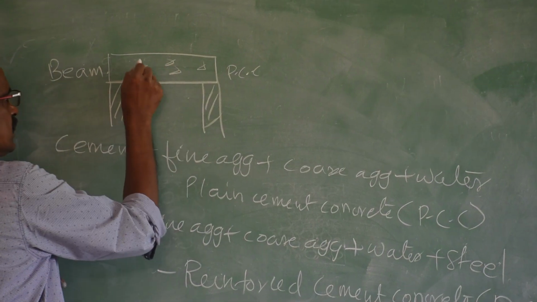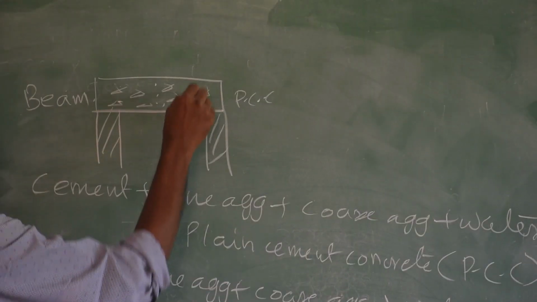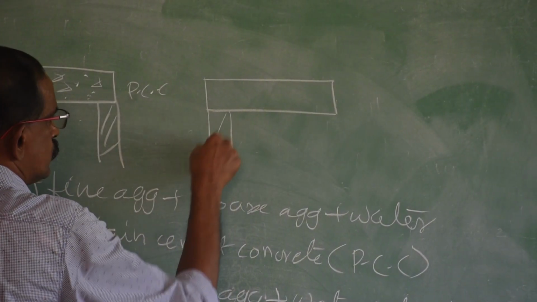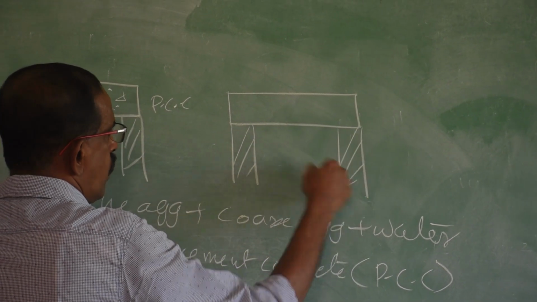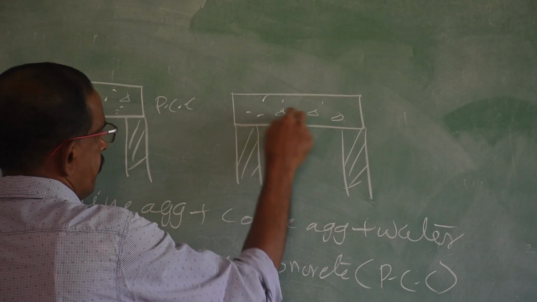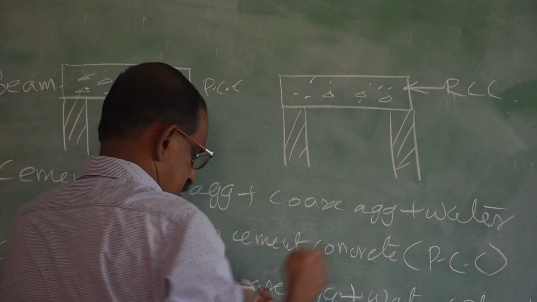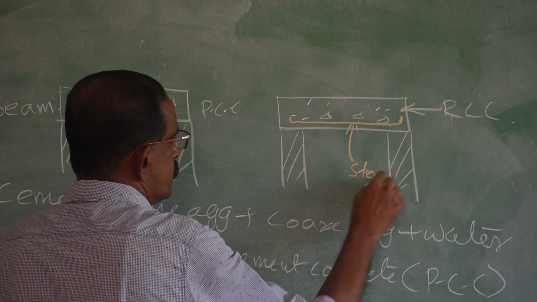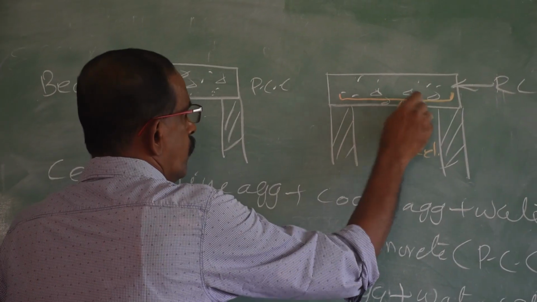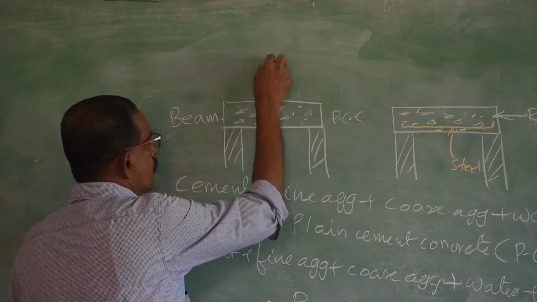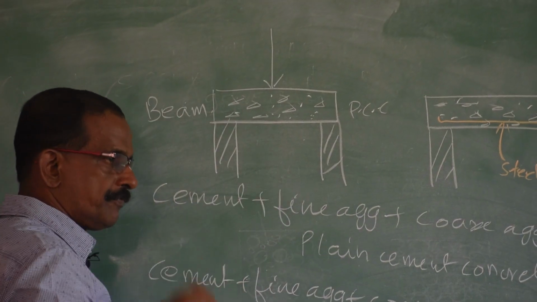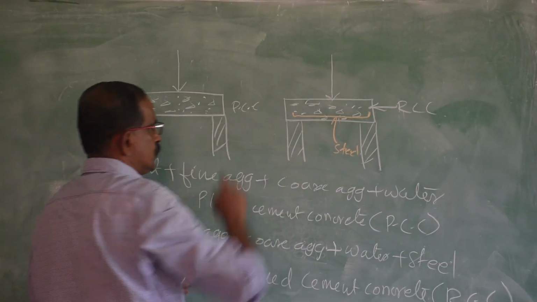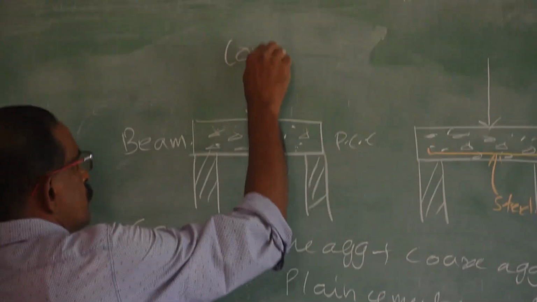P.C.C. concrete representation, graphical representation is like this, small triangles and dots, which means concrete. Now consider another beam, again supported over two columns or two walls, constructed by R.C.C. R.C.C. means there should be a steel rod. Okay. Now, what may happen if you apply load on it, or if you construct the roof, what may happen with P.C.C. or with R.C.C.? So, this force is called compressive force.